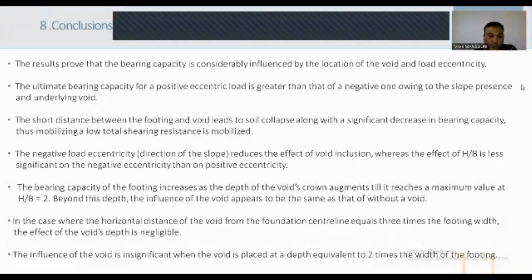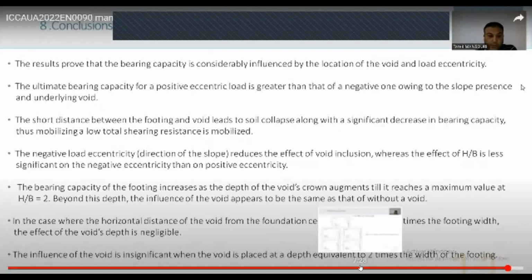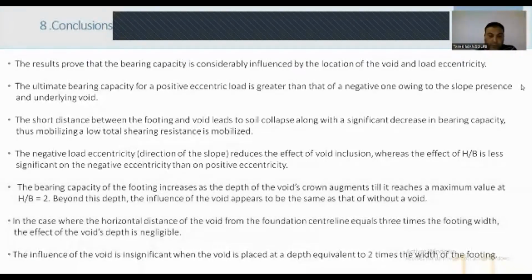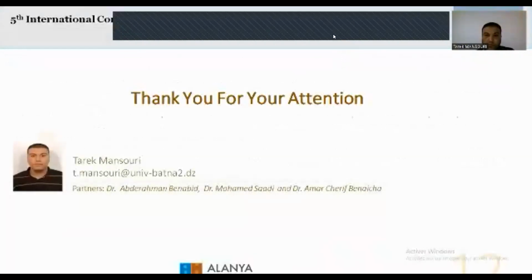In the case where the horizontal distance of the void from the foundation centerline equals 3 times the footing width, the effect of the void's depth is negligible. The influence of the void is insignificant when the void is placed at a depth equivalent to 2 times the width of the footing. Thank you for your attention.